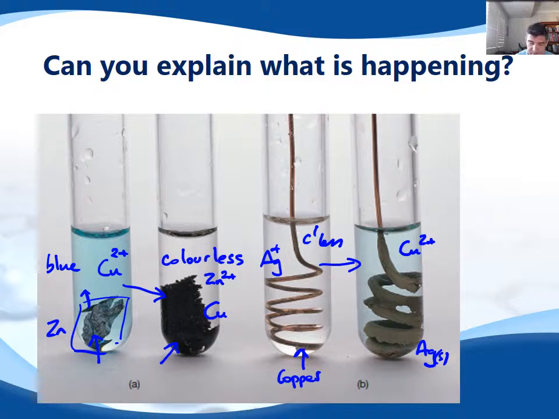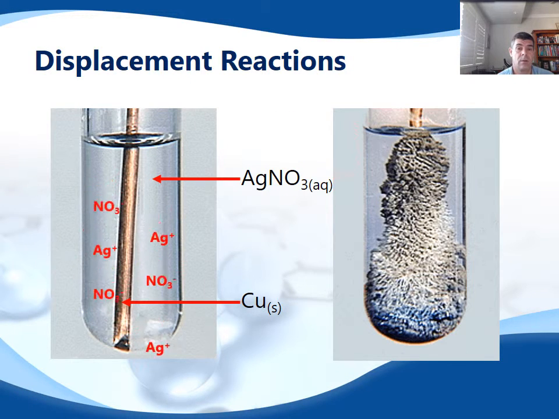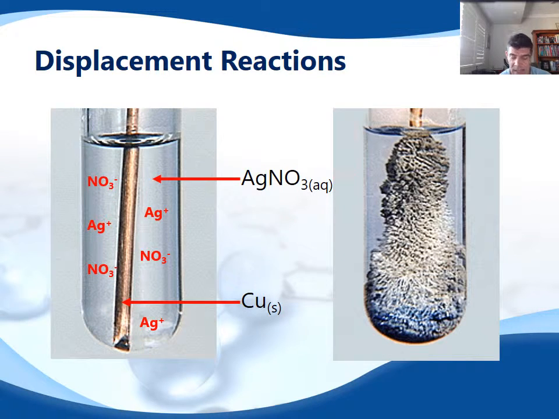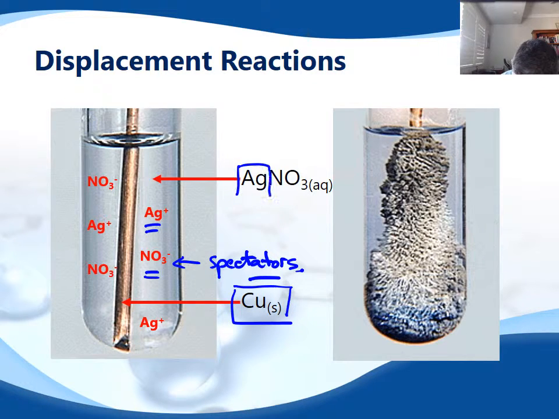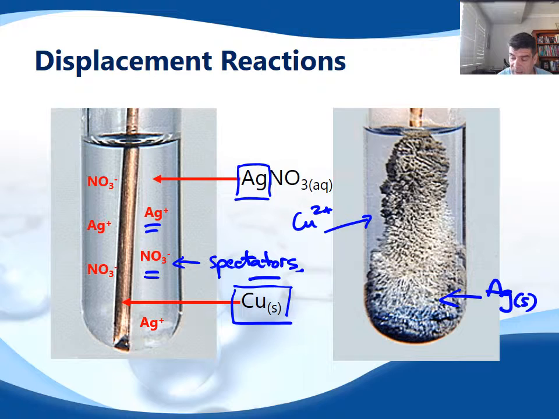So how do we explain all of this? Well, what's happening in a solution is that we have ions, cations and anions. In this case, the anions are going to be spectators. They are not going to take any role in what's happening here. The copper solid, however, is a more reactive metal than the silver. And what it does is it displaces the silver from the solution. So the silver then deposits as silver solid, and the copper goes into the solution and starts to change the color of the solution to see that blue color starting to appear.